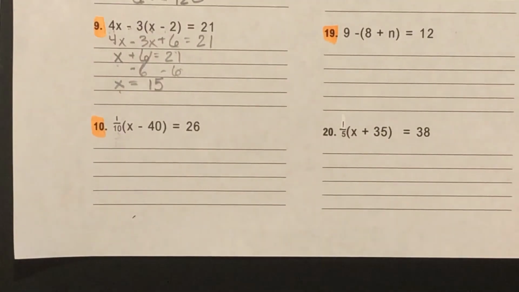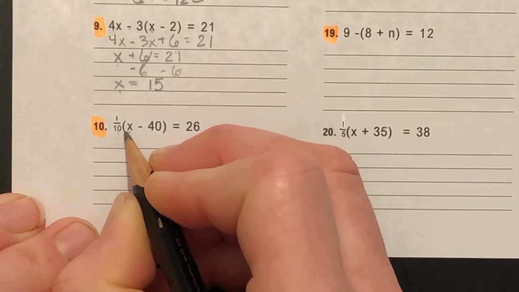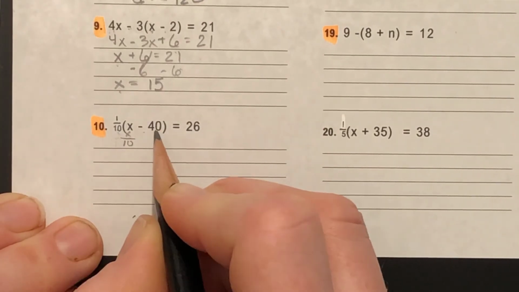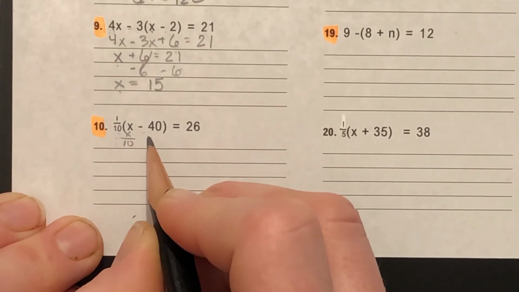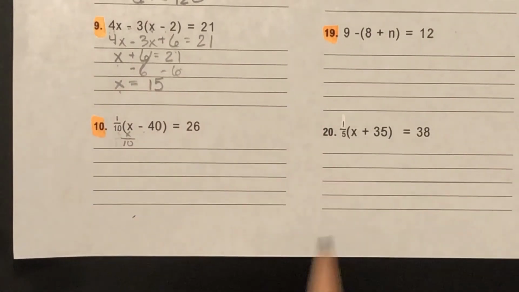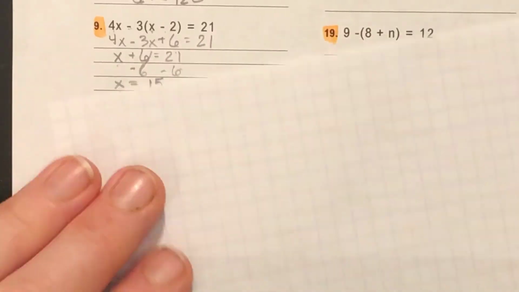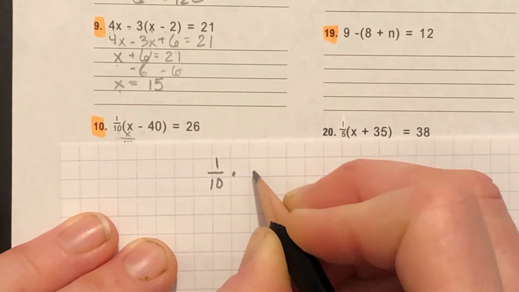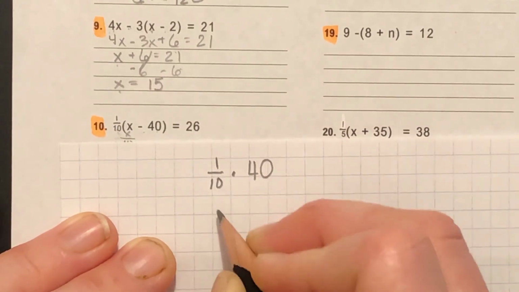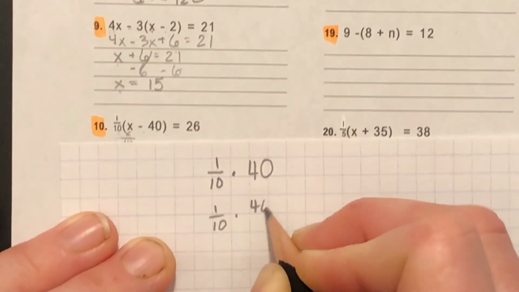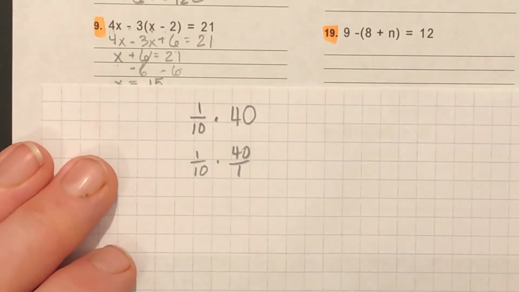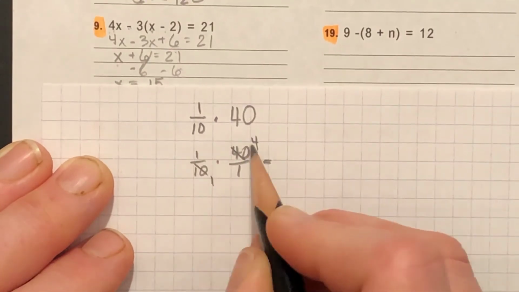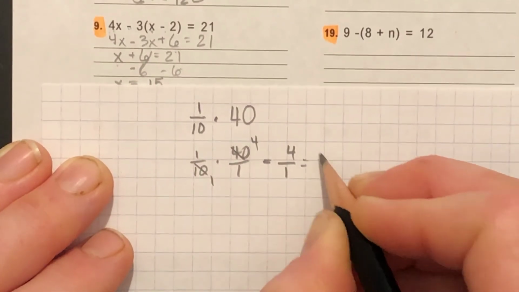All right, so I'm going to do x over 10 because I prefer it that way. 1/10 times negative 40. Well, what's 1/10 of 40? It's 4, but let me show you. 1/10 times 40 over 1. Ooh, look, you can cross reduce. Equals 4.